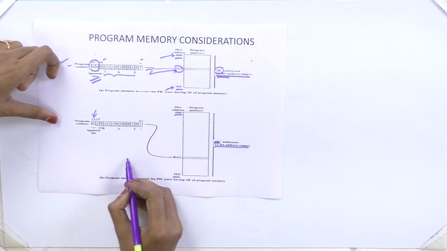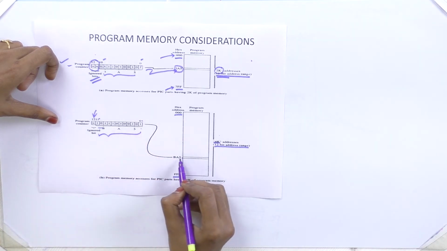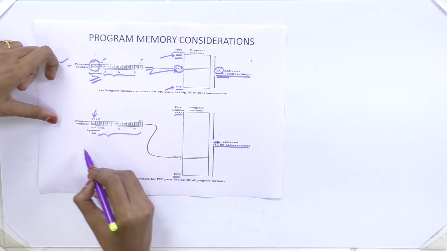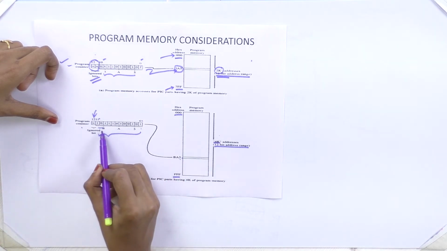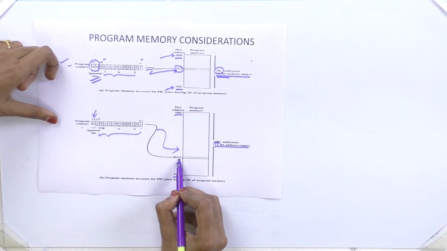Like that here also, the 11 bits of program counter will frame an address location. The processor will look at this program counter, frame the address, look into the memory and execute the instruction in that memory location.